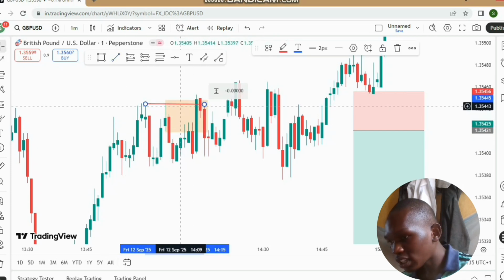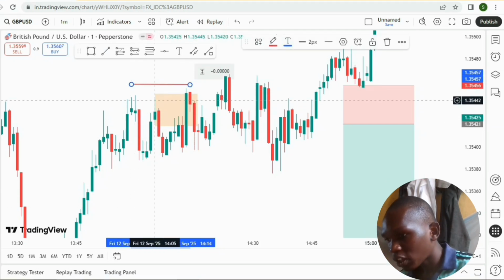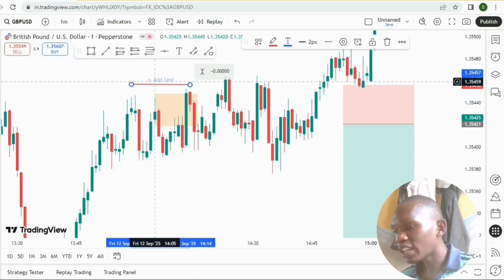I don't know if you can actually see. Let me remove it. But if you can see, price did not take out this high here. So it made a lower high, a higher high, so this is like a swing high. Then I drew this as my break of structure.